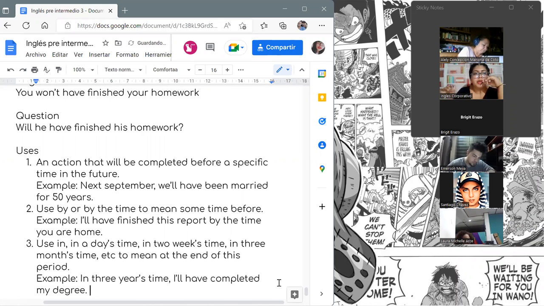So in this case, we have three different uses. One is an action that will be completed before a specific time in the future. The second one is used by or by the time to mean sometime before. And in the last one, use in a day's time, in 2 weeks' time, in 3 months' time, etc., to mean at the end of this period.